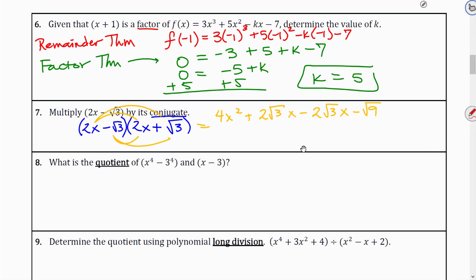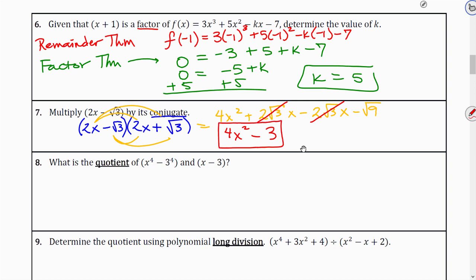Now notice right here that this term and this term cancel. And that is the power of the conjugate. By having the exact same numbers but the sign being switched, that middle term will always cancel out. So I have 4x squared minus the square root of 9, which is 3. And so I get this.